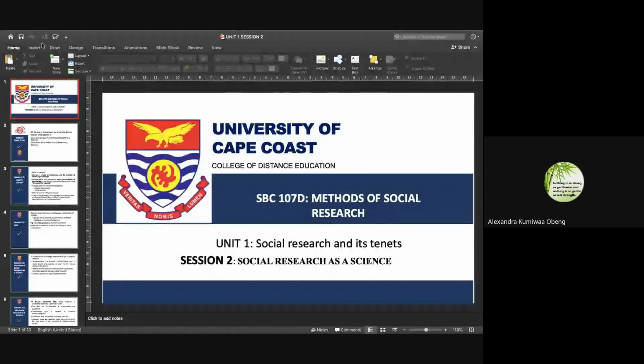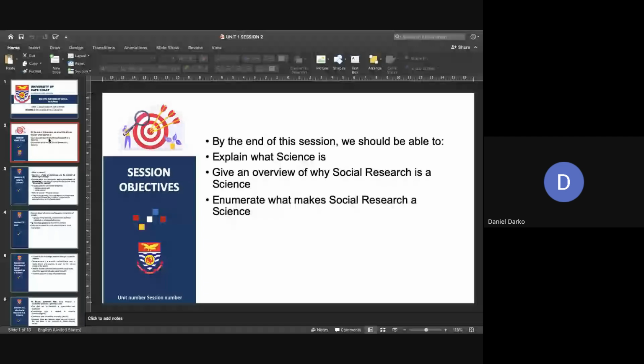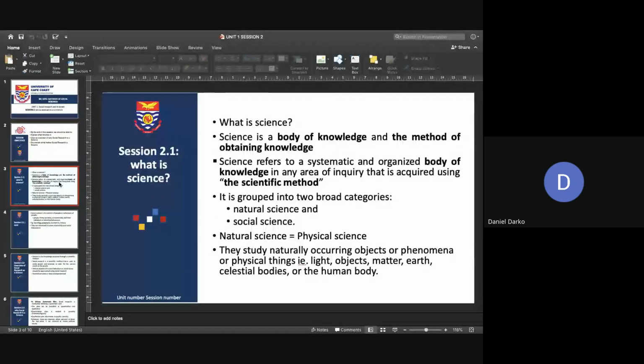Yes. So we are moving to Unit 1, Section 2, still on social research and its tenets. We are looking at the basics and the introduction part of the course. So we are saying that social research is a science. So what makes social research a science? By the end of this particular section, we will explain what science is, give an overview of why social research is a science, and enumerate what makes social research a science.